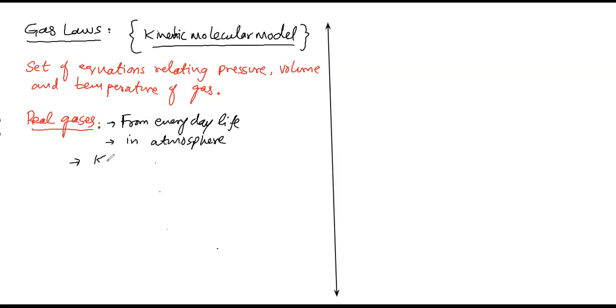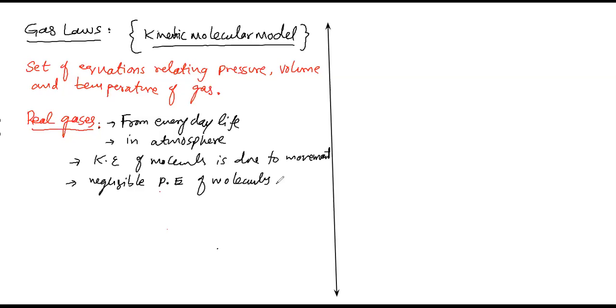In real gases, the kinetic energy of molecules is due to their movement, and they have negligible potential energies of molecules. Like we can say that in real gases they do have some potential energy, and this is because of very weak bonding between gas molecules. So the real gas is one in which kinetic energy is of course there because gas molecules are always moving, and potential energy is negligible because the bonding between gas molecules is very weak.